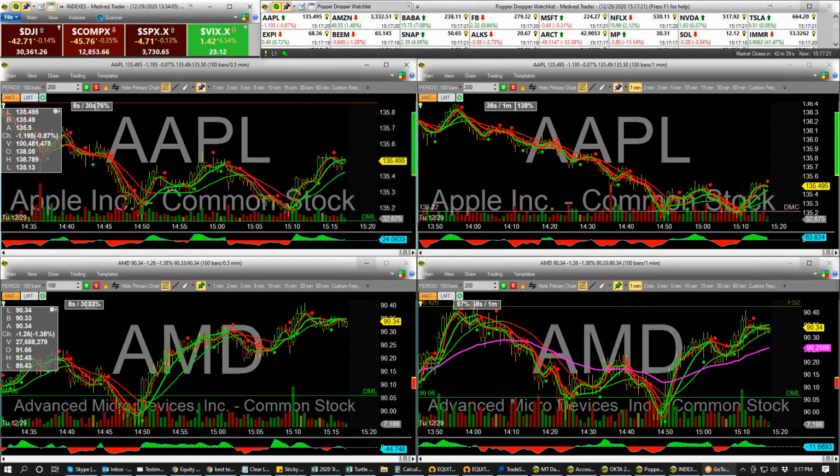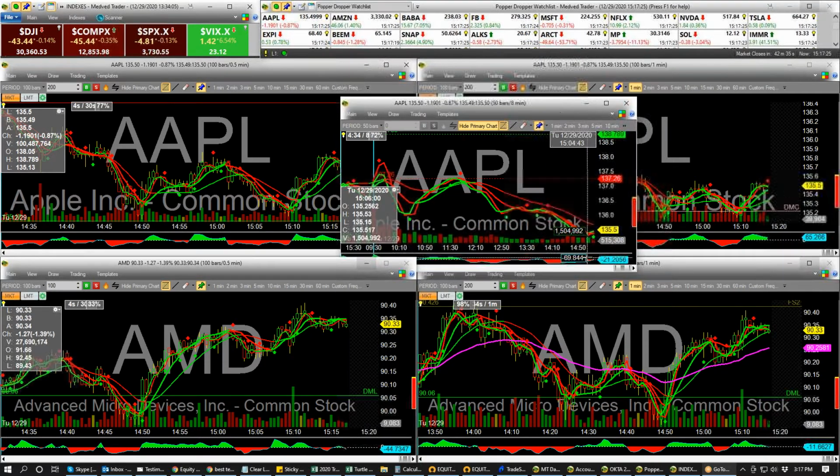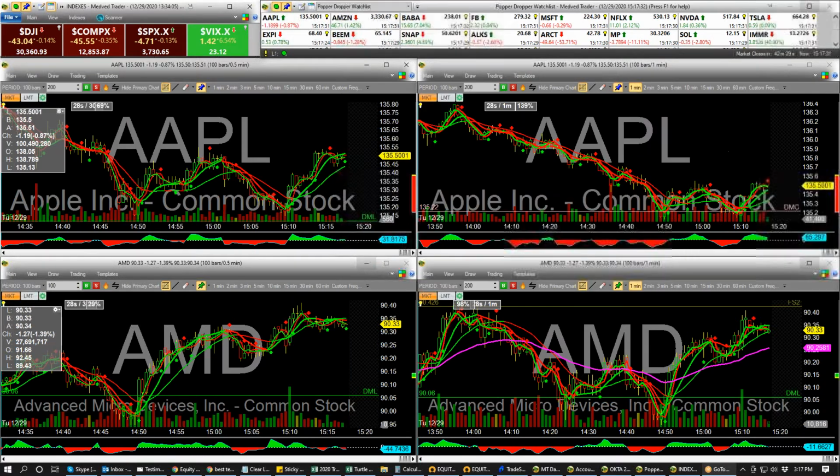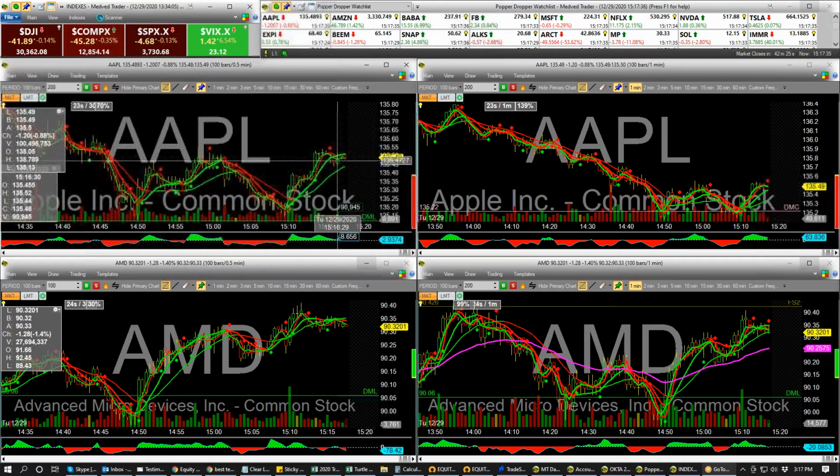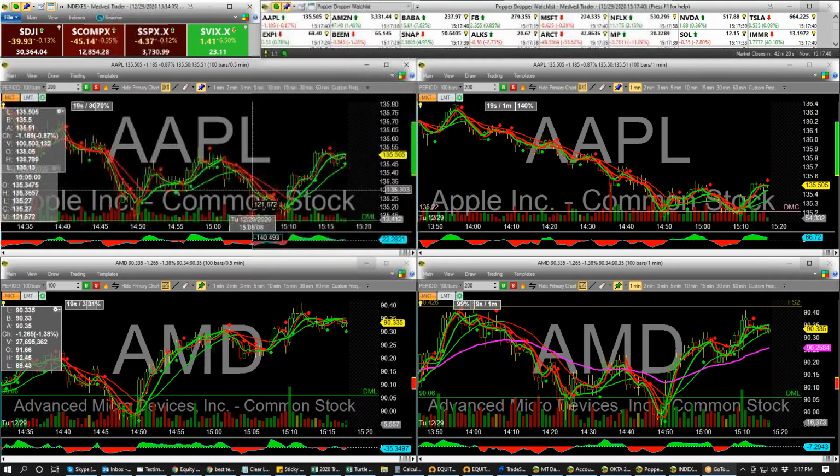Same with Apple. Well, Apple's just about to shift back into trend. It's been in down most of the afternoon. So it's real close to shifting back to uptrend on the 8. So we had our first cycle. Now we're waiting for our second, little pullback and then the next cycle up.